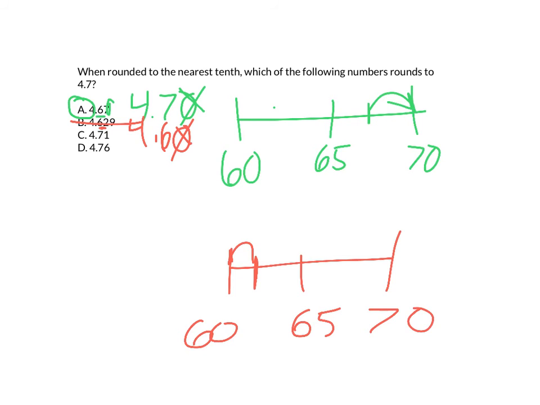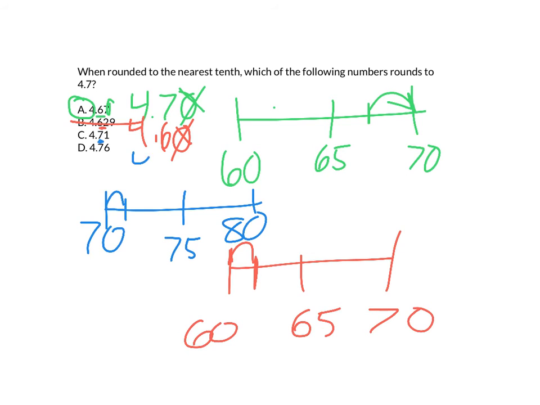So I will switch to blue. I am looking at between 70 and 80 this time. 75 being my midpoint, 71 about right there. So that would give me 4.70. Cross off, that does give me a correct answer.